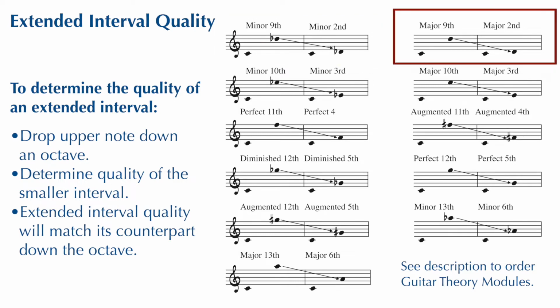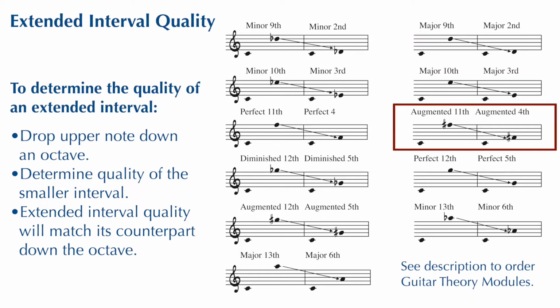And let's look at C to fourth line D. Again, any kind of C to D is going to be a ninth. You take the upper note, that D, lower it an octave, and now we have C to this D below the staff, which is a major second. If this interval is a major second, then the interval from the C to the D an octave higher is going to be a major ninth.